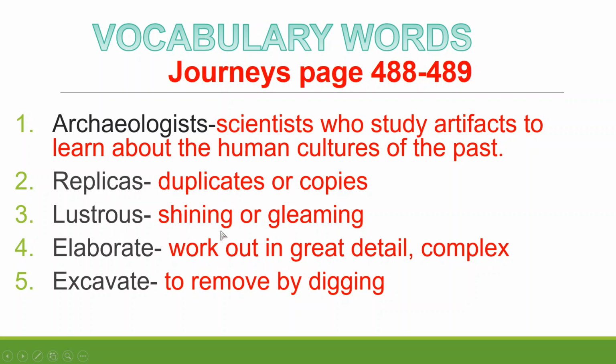Lustrous means shining or gleaming. So something that is shiny, for example, a gold earring, golden jewelry, something like that. We use the word lustrous, which means it's shining or gleaming. Number 4, elaborate. Elaborate means worked out in great detail, or complex. For example, in our discussion in lesson 17 before, elaborate means when you see a very fine detail, okay, for the terracotta army, you use the word elaborate, okay?